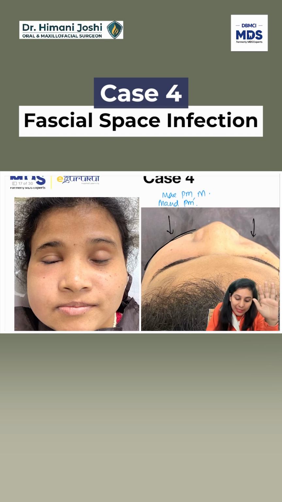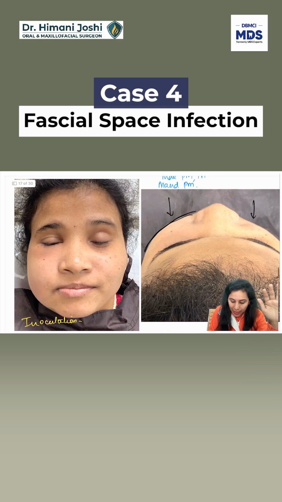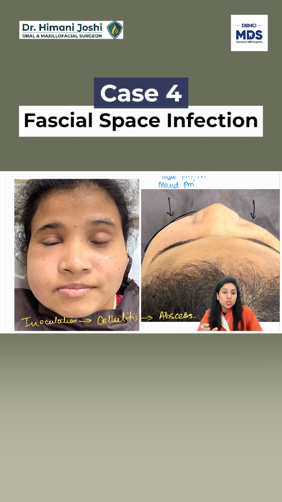Alright, there is inoculation. So I'll write it down here for you guys. There is inoculation, followed by cellulitis, followed by abscess. Okay, those who have attended my lectures know what the differences between these stages are. So inoculation is the first few hours when the infection is setting into the spaces. So you don't have many symptoms.